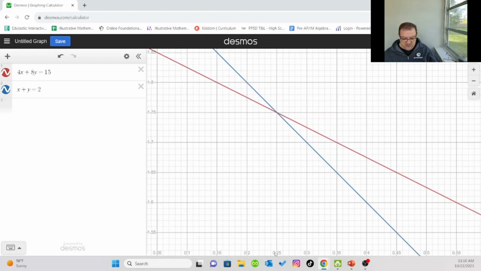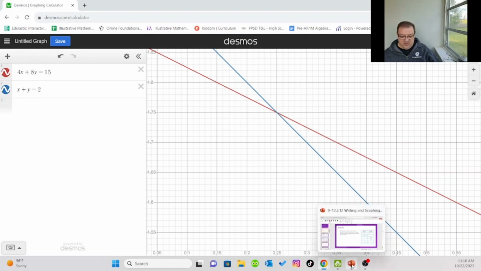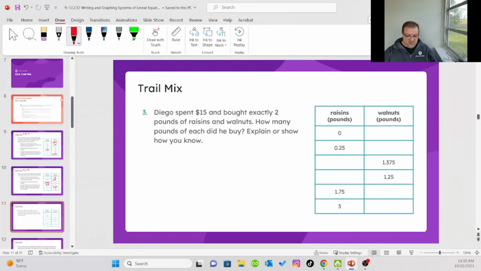And that happens when there are 0.25 pounds of raisins and 1.75 pounds of almonds, or I'm sorry, walnuts. So that is right here, or walnuts. I'm sorry, not almonds. So this right here is the only time these are going to match.